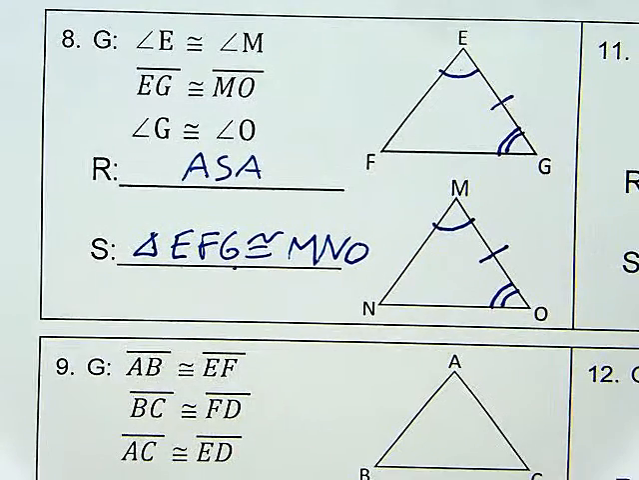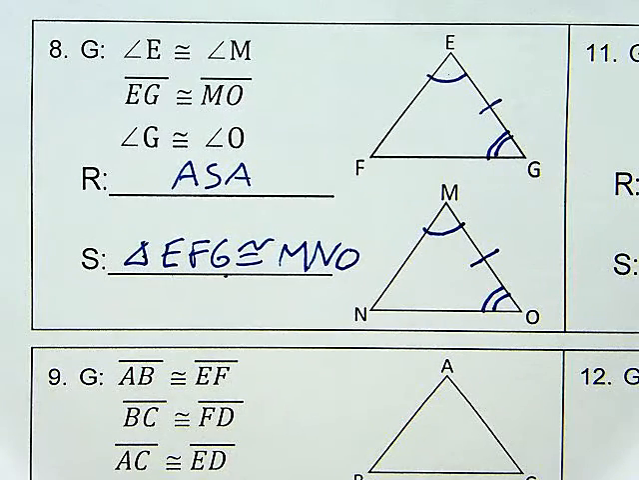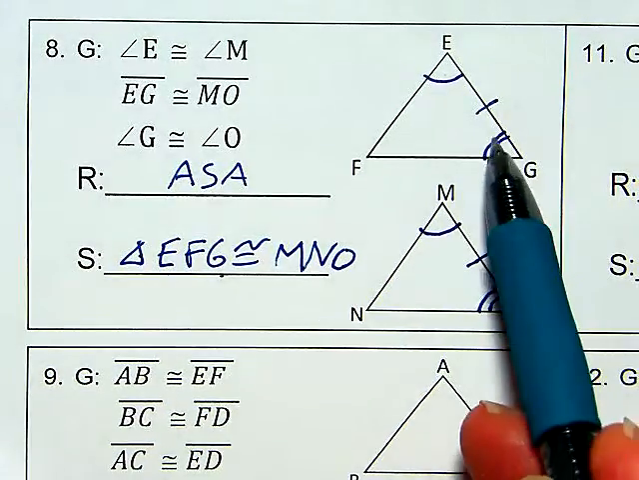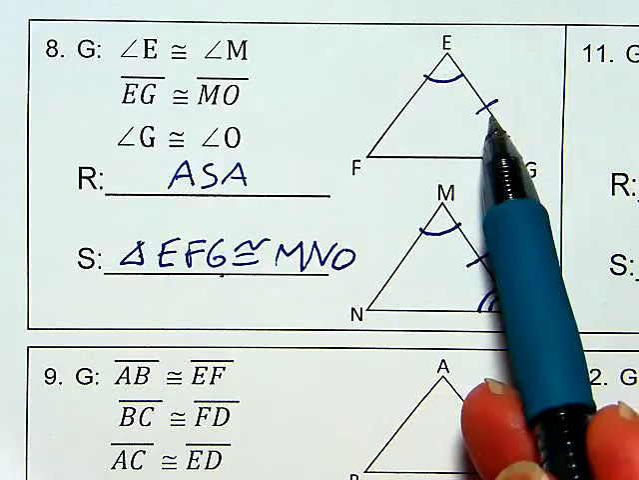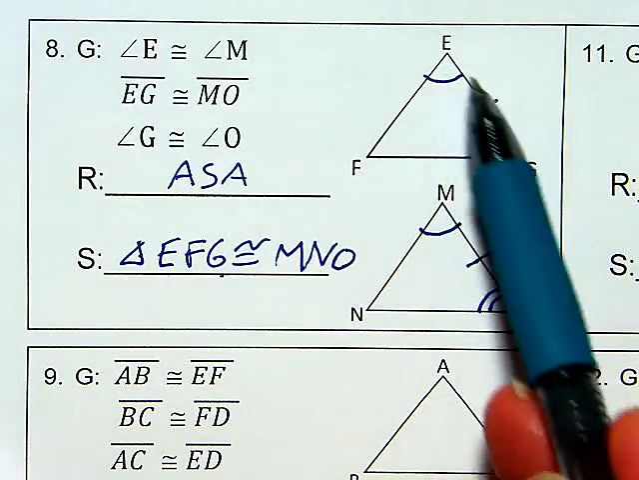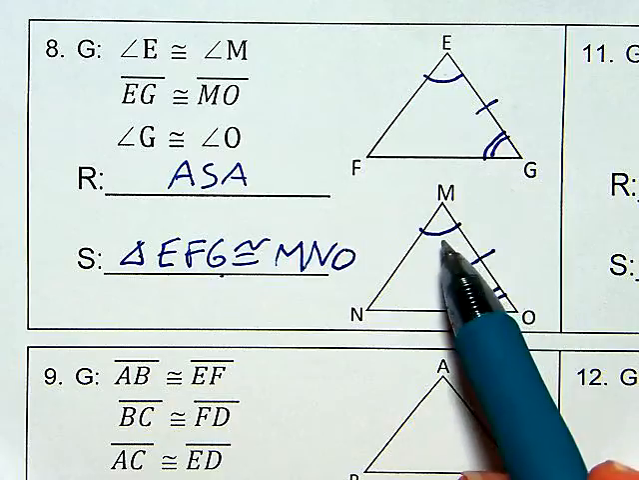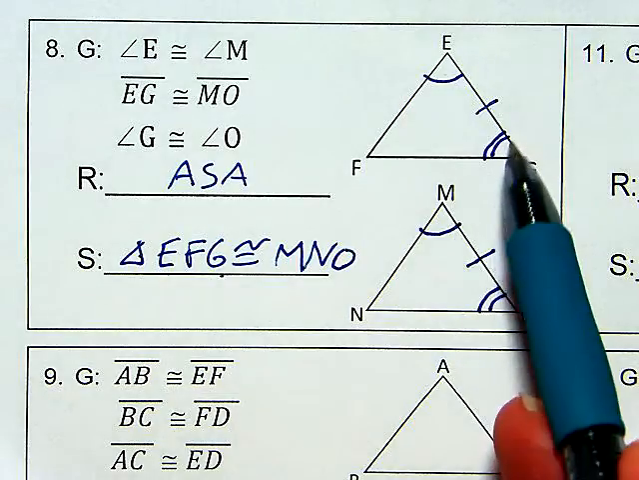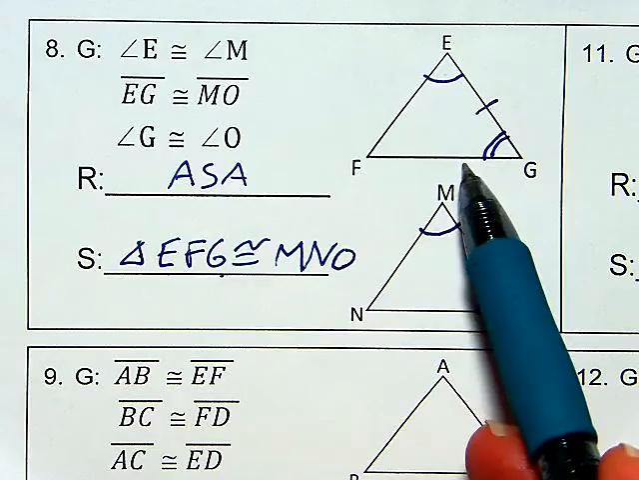Okay, so let me take a last look at 8. Is there an included side or angle here? Well, is there an included angle? Do we have an angle that is between two sides that we are marking? No, right? The only side we're marking in this triangle is EG, and the only side we're marking in this triangle is MO. So we can't have an angle between two marked sides.